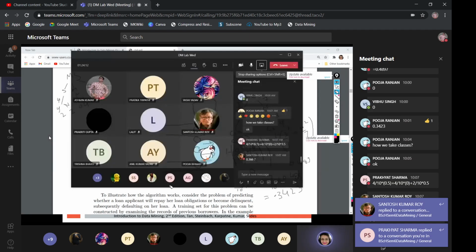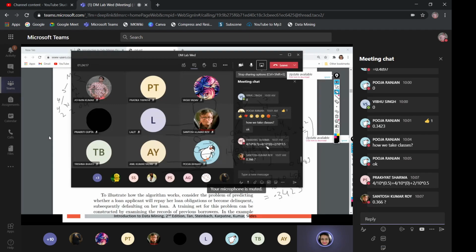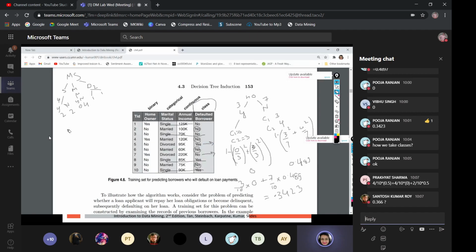Prakhyat computed fully. I am not sure because I have not computed. But have you used this 4/10 into 2/4 plus 4/10 into 0 plus... Okay, why is only 0? Prakhyat, it should be 4/10 into 0/4 plus 4/4, right?